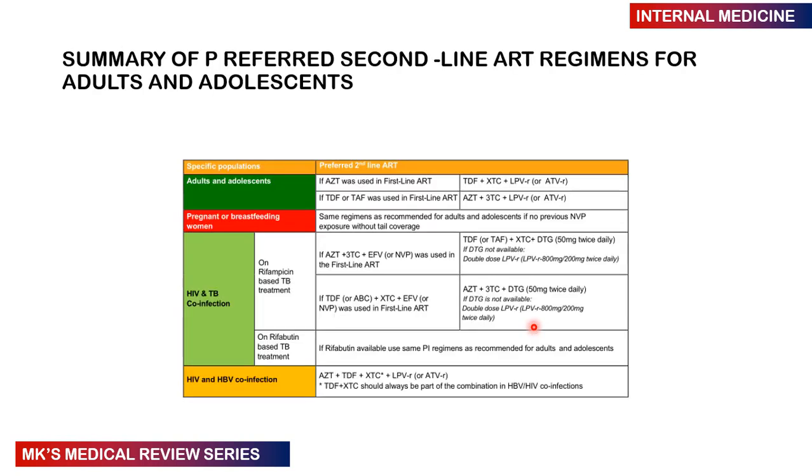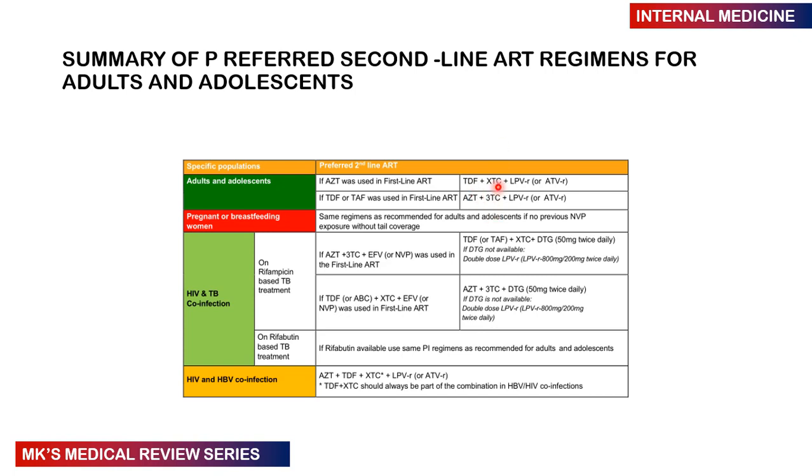Now, here's the preferred second line ART regimen for adults and adolescents. If AZT was used in their first line, we want to avoid AZT, so we want to give them tenofovir: tenofovir, XTC, and boosted lopinavir or boosted atazanavir. If TDF or TAF was used at the first line, then we can use AZT. So we should not continue AZT if they were using AZT, and we should not continue TDF if they were using TDF. And of course, 3TC and boosted lopinavir.